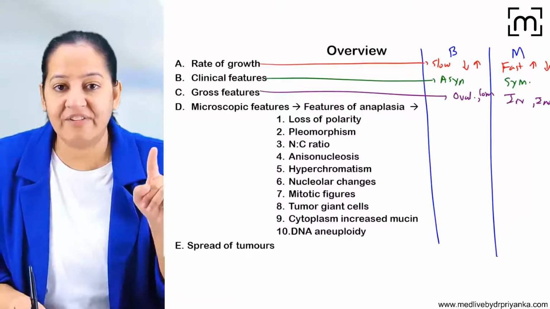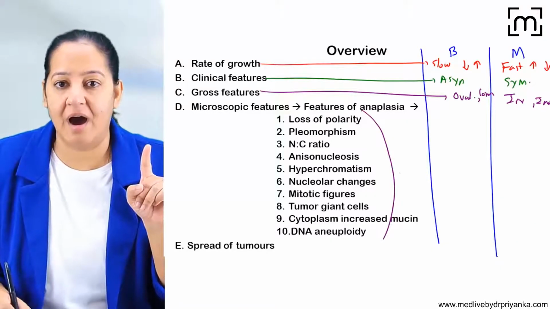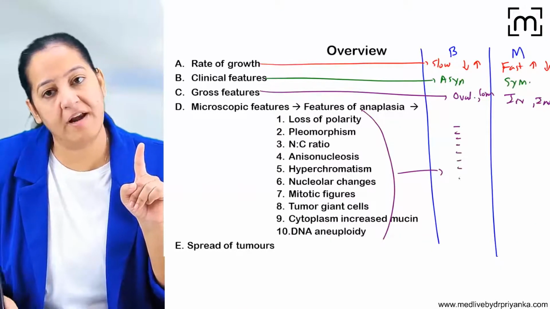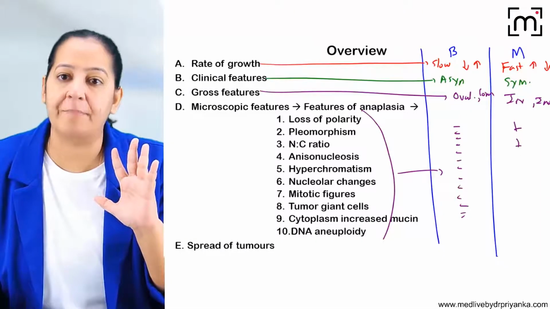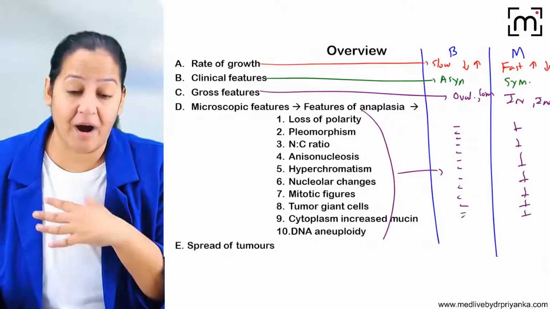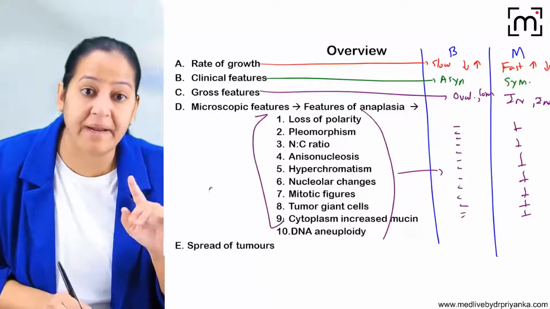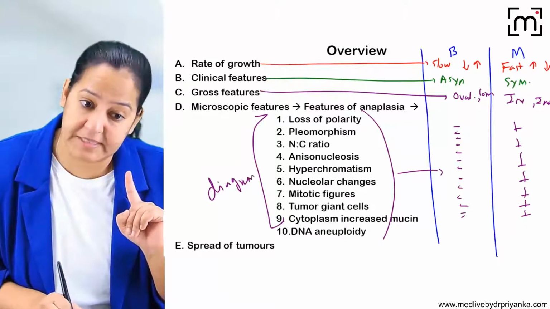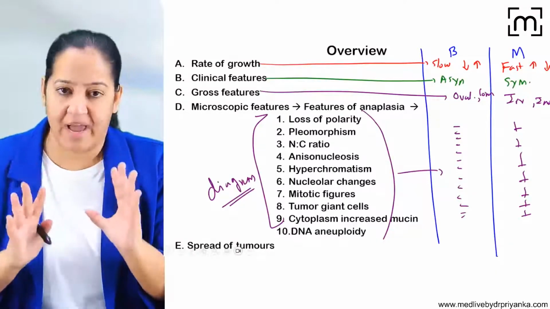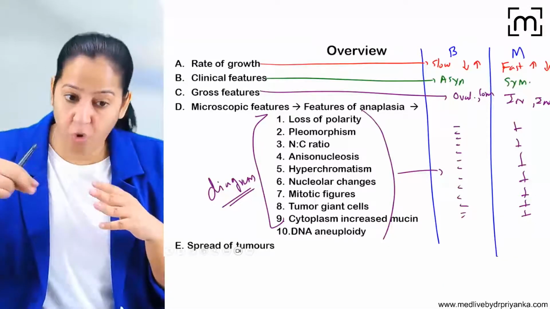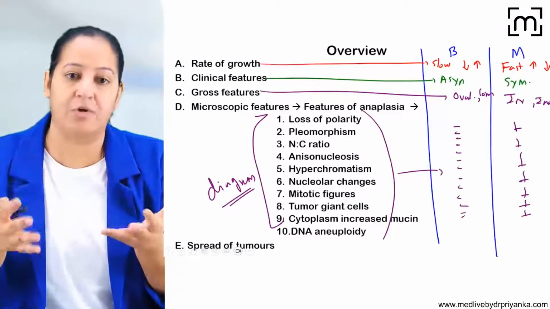Now all these 10 features of anaplasia are absent in benign. All 10 are absent in benign and all 10 are present in malignant. Please learn them by heart, and try to show them in a diagram in your university exam. Draw a well labeled, beautiful diagram, and write down all 10 in your own words. You have to express in your own words.